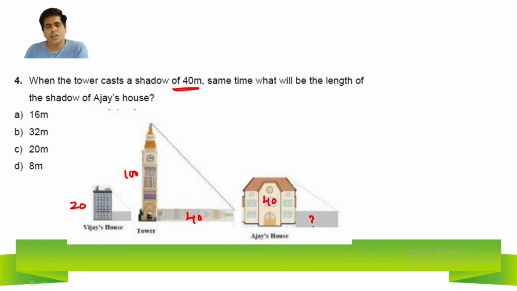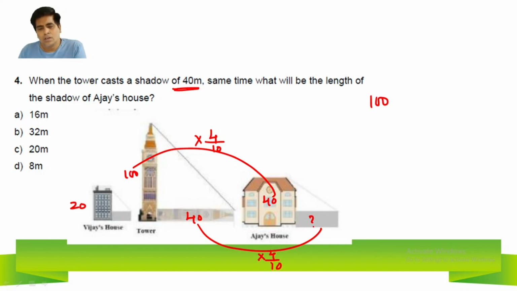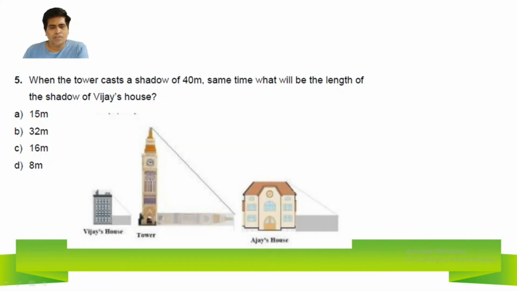Clearly 100 becomes 40, it is divided. 40 becomes how much? Clearly 4 by 10 times. For 100, 4 by 10 times, it is decreased here. So clearly the shadow also will decrease 4 by 10 times. If I simplify this, 40 becomes 4 by 10 times, it is decreased. The zeros get cancelled. 4 fours are 16. So here we got 16 as the shadow of Ajay's house. Simple.